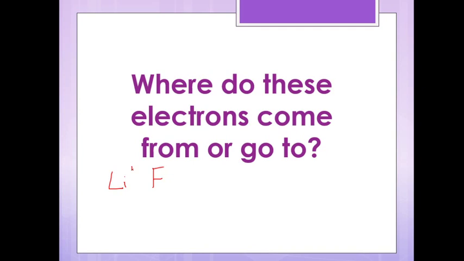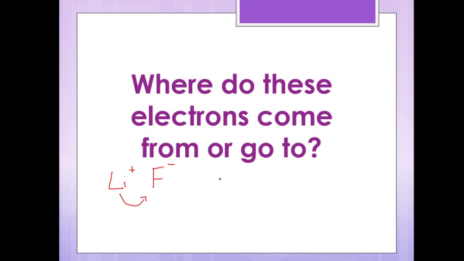Fluorine gains the electron from the lithium to become a fluoride ion with a minus charge. Since those two have opposite charges, they have what we call an electrostatic attraction, i.e. they're opposite charges, so they kind of stick together in what we call an ionic bond.